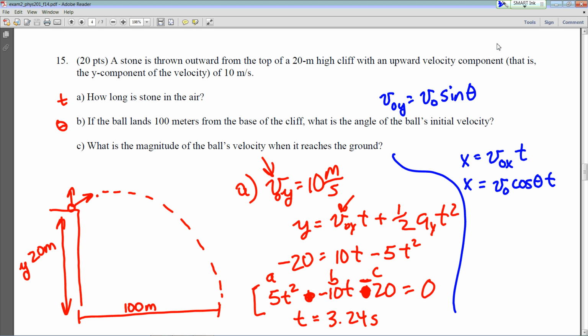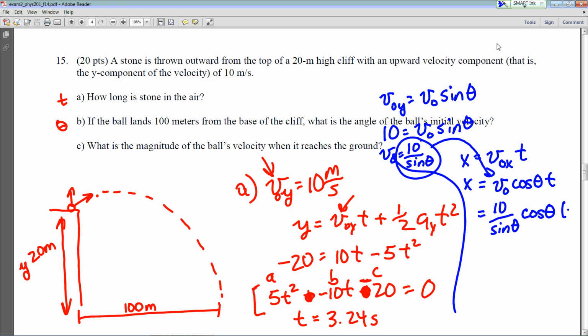So there's a little bit of sort of trig gymnastics you had to do here. So I say 10 equals v naught sine of theta. And since I'm looking for theta, I'm going to solve this for v naught. So v naught equals 10 over sine of theta. And then I'm going to take this and plug it in for v naught. So I get 10 over sine theta, cosine theta, t equals x. And now I know everything here but theta. So I know that x is 100 meters.